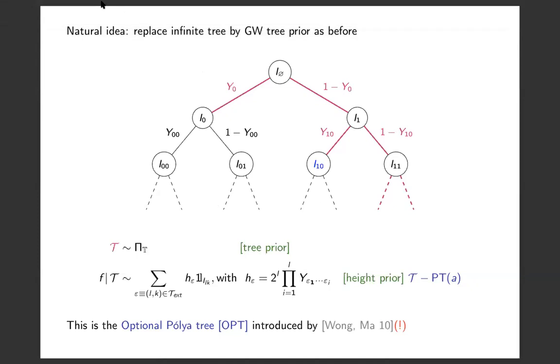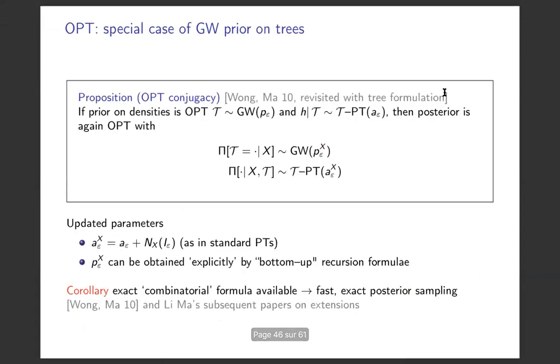prior, and actually this construction is the same as the optional Polya tree introduced in the paper by Wong and Ma, except that the authors didn't especially put forward this tree interpretation. And what's nice also computationally is that you have some form of conjugacy, and you can show that, given the tree, the posterior is conjugate.